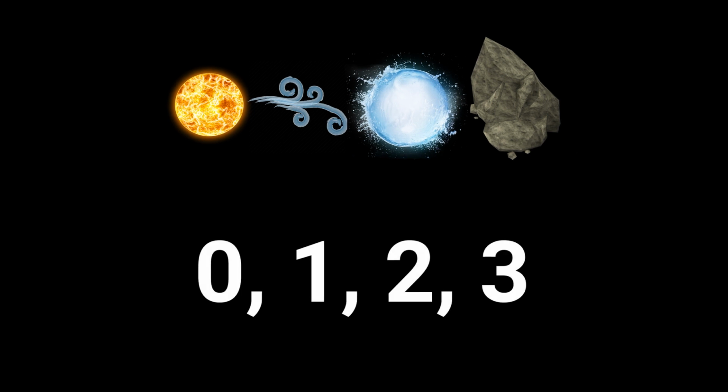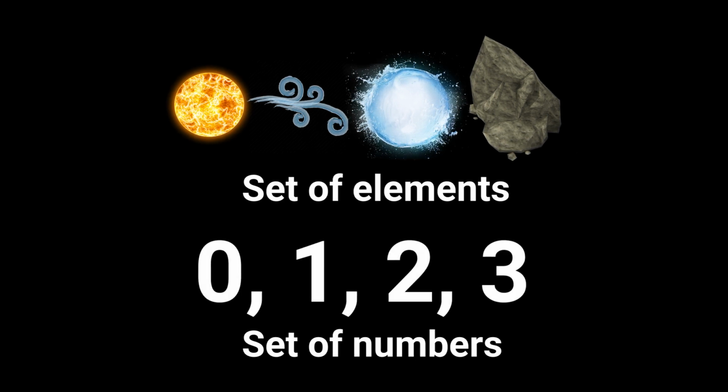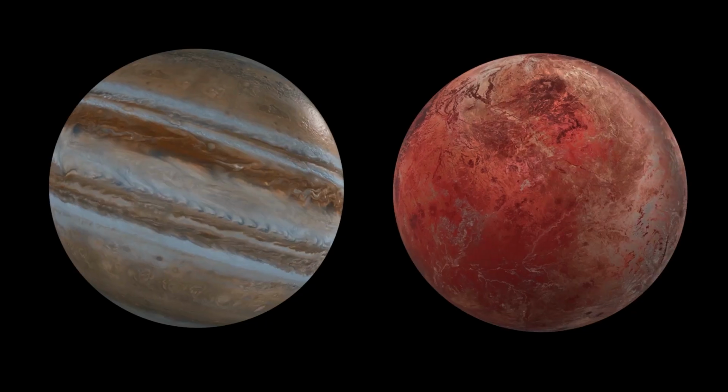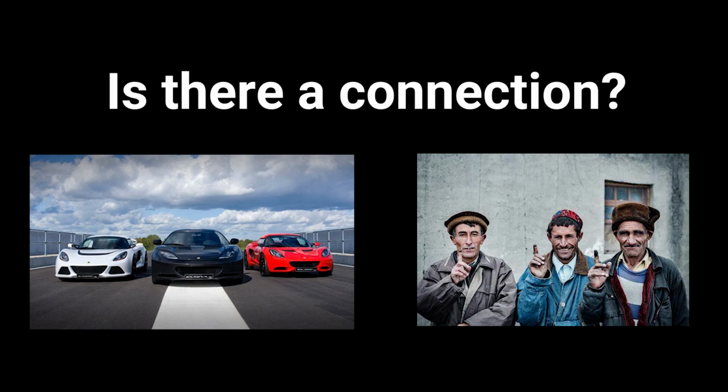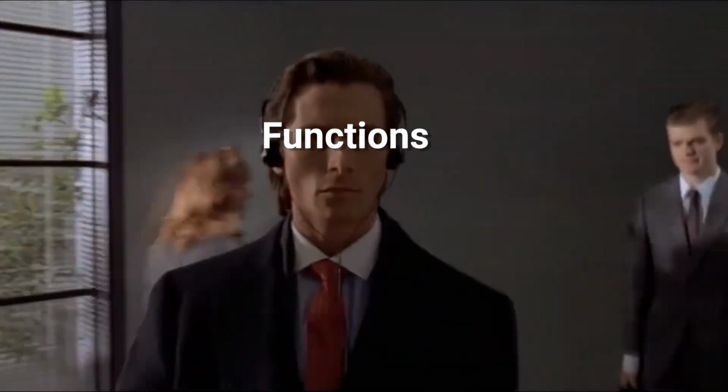0, 1, 2, 3 can also make up a set. This would be a set of numbers. A lot of things can be considered sets. Resources on Earth, planets, people, cars, trees. But is there a connection between the sets themselves? Well, not always. This is where functions come in.